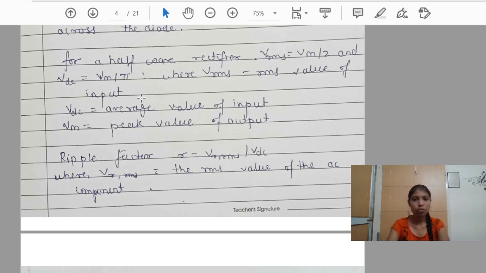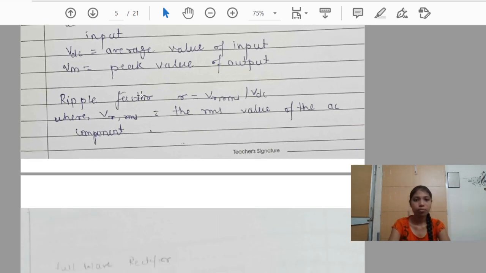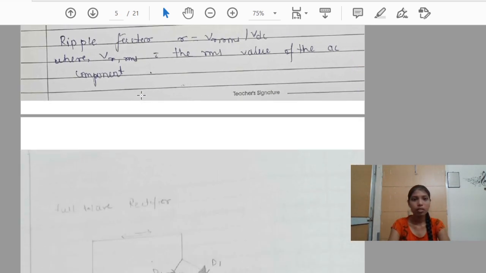For the half wave rectifier, Vrms equals Vm upon 2 and Vdc equals Vm upon pi, where Vrms is the RMS value of input, Vdc is the average value of input, and Vm is the peak value of output. The ripple factor is R equals Vrms upon Vdc.